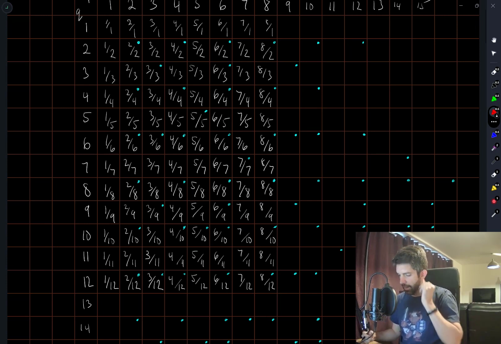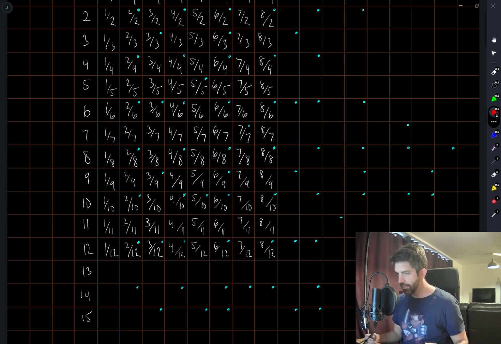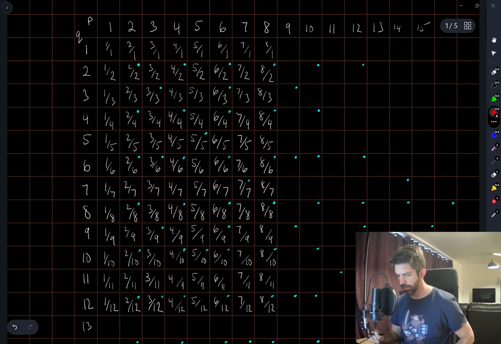So yeah, the way to, you skip a square if the fraction can be reduced, because if it can be reduced, is that true? Hold on.